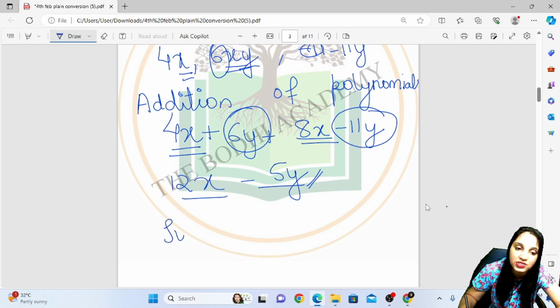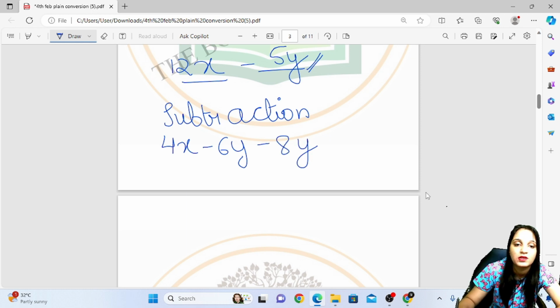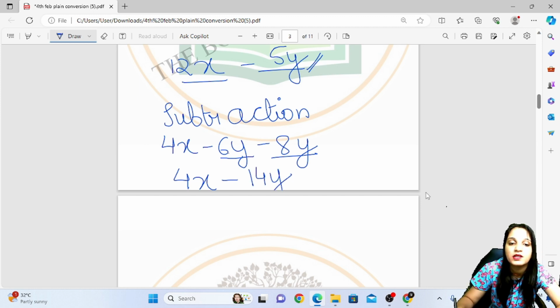Then the same with subtraction. 4x minus 6y minus 8y suppose. Now you can see only two terms are like, 6y and 8y. So when it is minus minus, you add 6 plus 8, it will be 14y. Again this cannot be added because those are unlike.